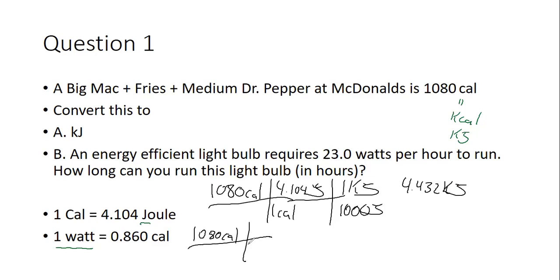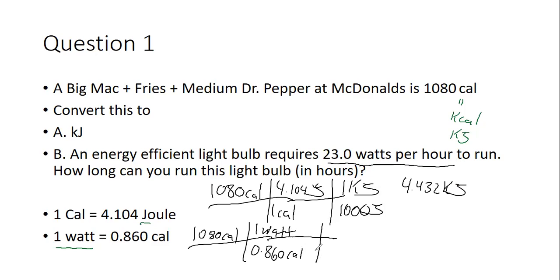And I want to go to watts, right? Because a watt is the unit that my light runs in. It runs in 23 watts per hour. So my first thing I need to do is convert my calories to watts. So that is 0.860 cal for every 1 watt.